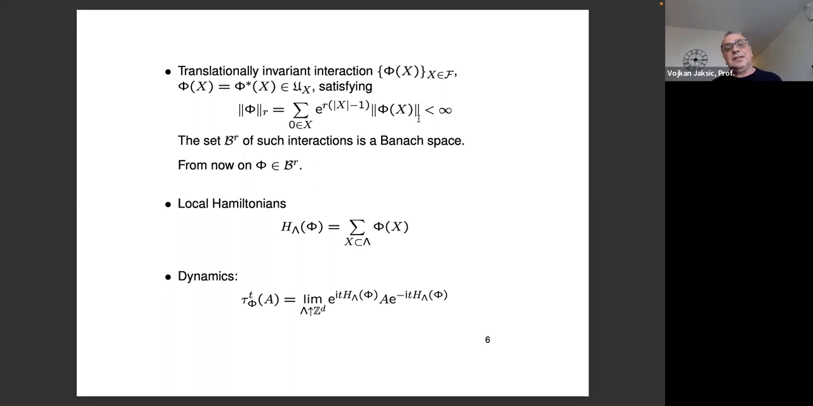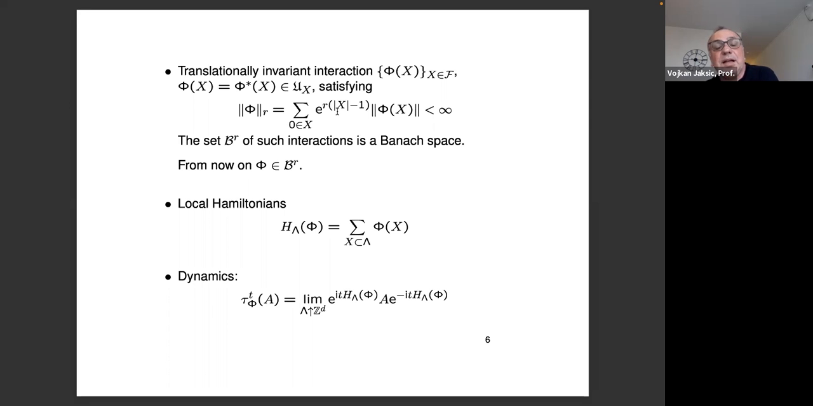I will not discuss technicalities of when precisely this is used and so on. This is a fairly standard assumption when one wants to discuss dynamics of spin systems. So the set B_r of such interactions, the interactions that are translation invariant and satisfy this property, is a Banach space. So from now on, the interaction always will be in B_r.